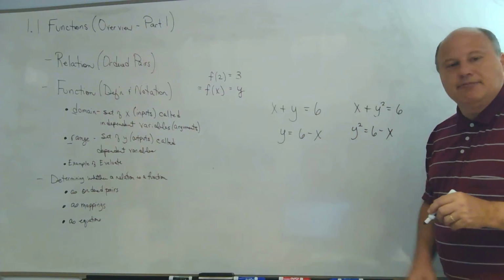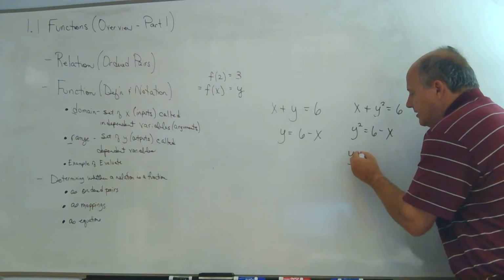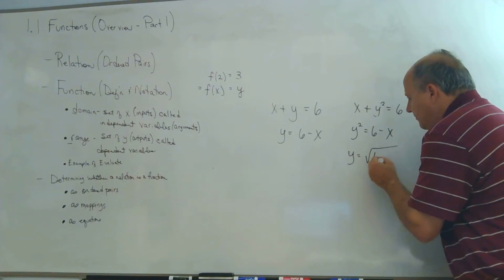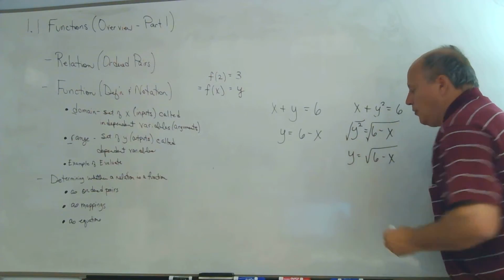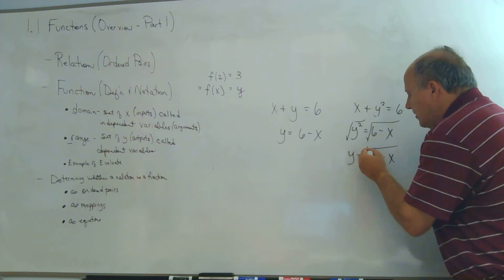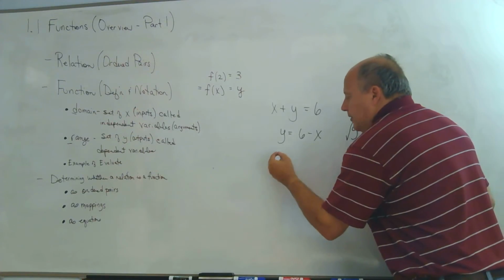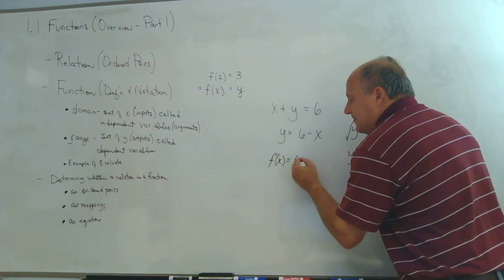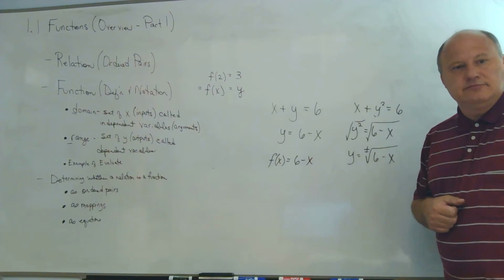I'm doing exactly the same thing here, and then take the square root of both sides. But when you take the square root, there's something called the square root property, and then you've got to tack on a plus or minus. So this one right here can be written in function notation because it is a function. But this is not a function.